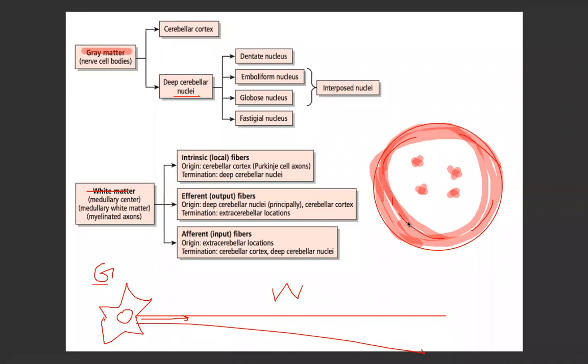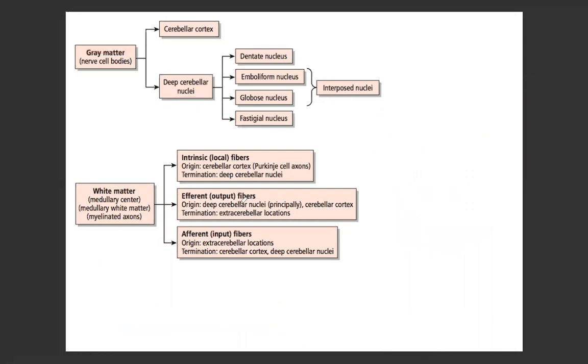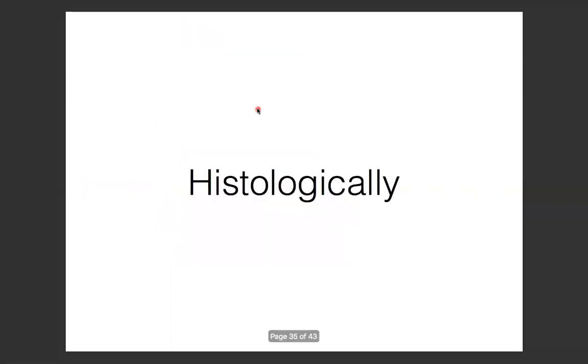The white matter, right now all I want you to know is that it's in the center. It's formed of axons. تمام؟ يعني it's the axons and it's white matter. تمام؟ قاعد في center of the cerebellum. We're going to be talking about the classification حق the white matter later on. لكن for now, the gray matter فهمتو إنه هو يكون في الكورتكس برا أو يكون four nuclei جوا اللي هما dentate والemboliform, the globose والفاستيجيال. تمام؟ والwhite matter بيكون جوا.